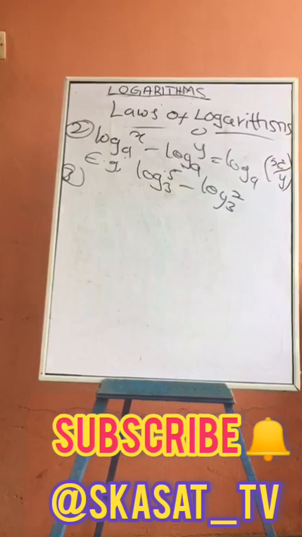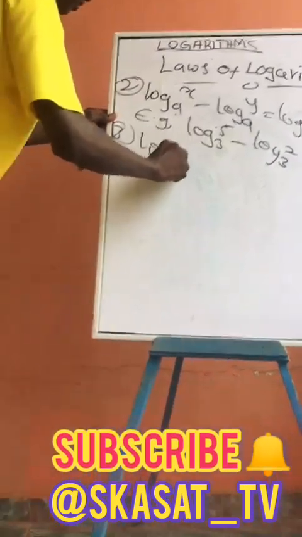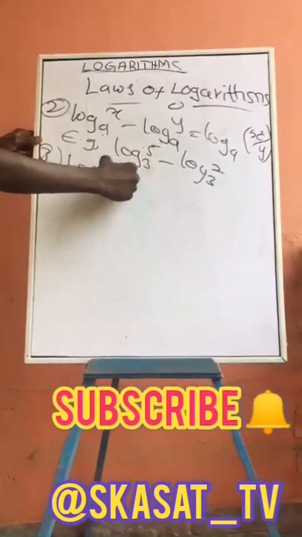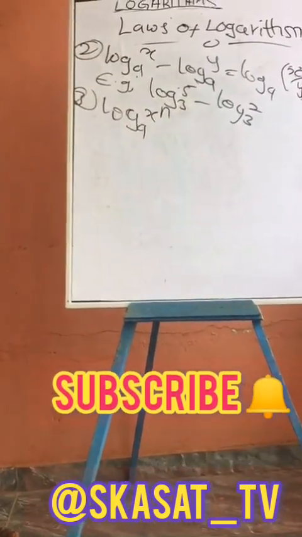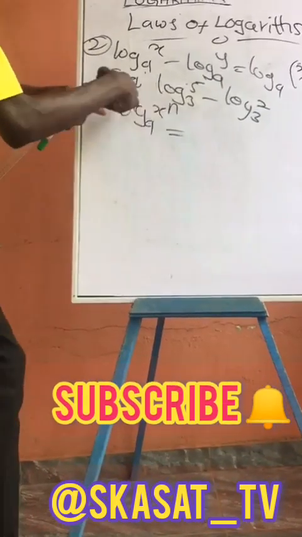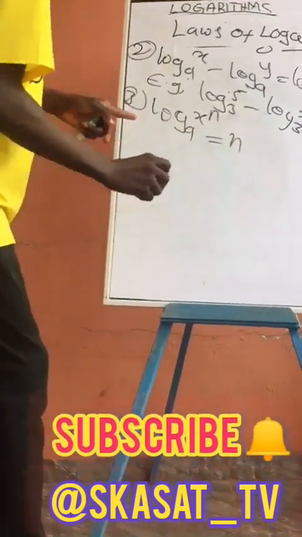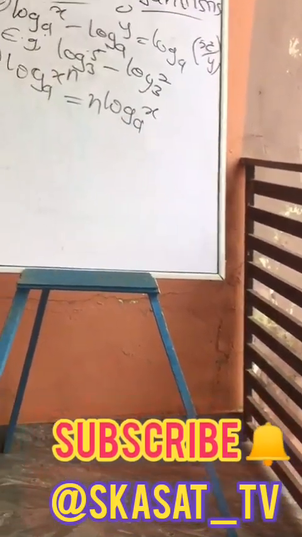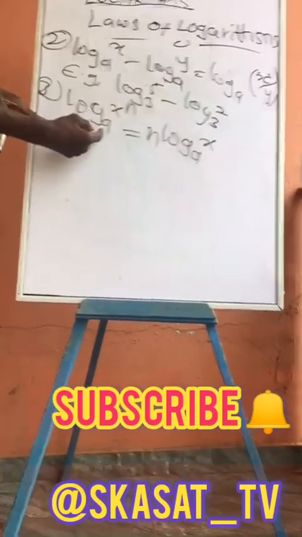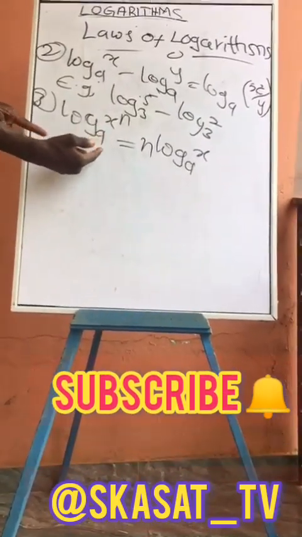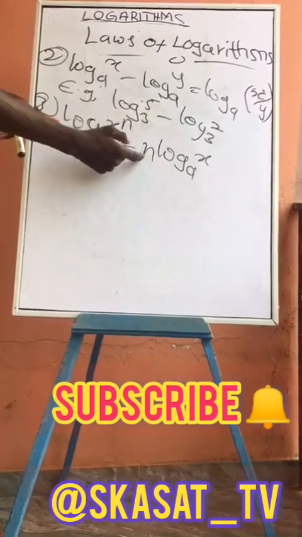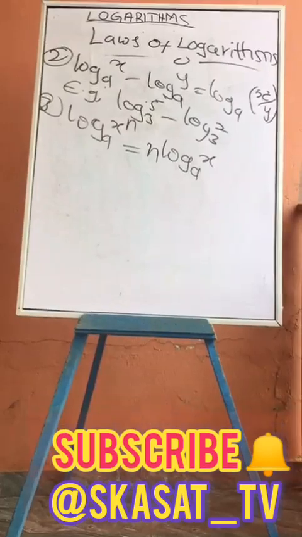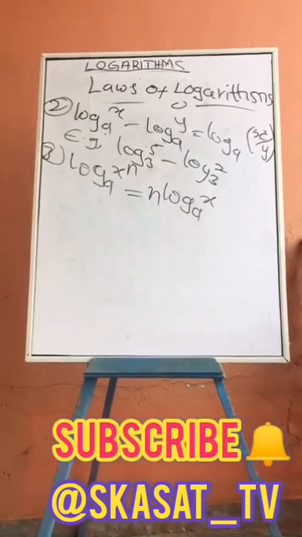So the third law says if you have, let's say, log x to the base a and x to an exponent of n, then the law says you have to bring the n here, that's n, then it's left with us log x to the base a. You bring the n out first here, then you bring your log x to the base of a. So that's the third law of logarithm.